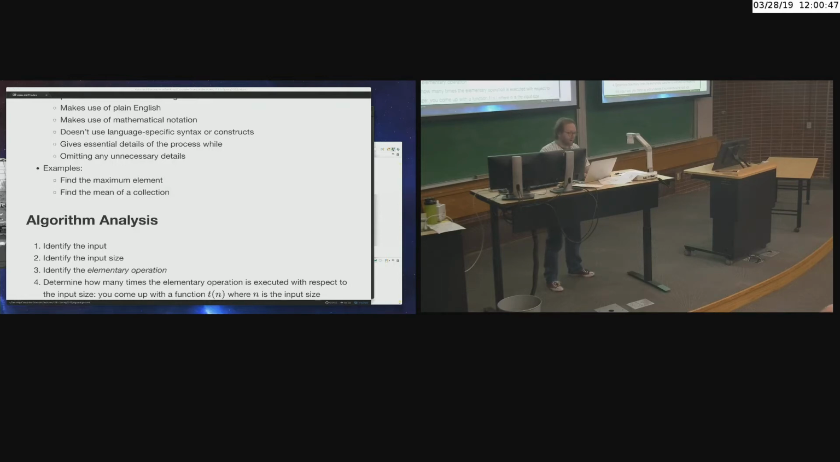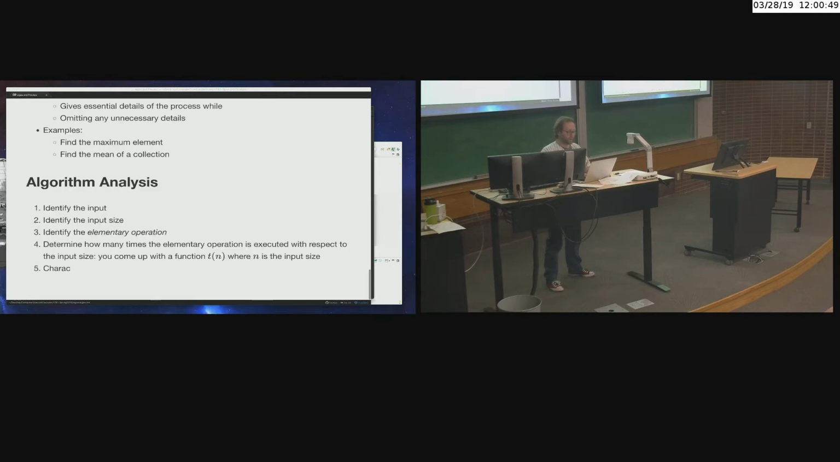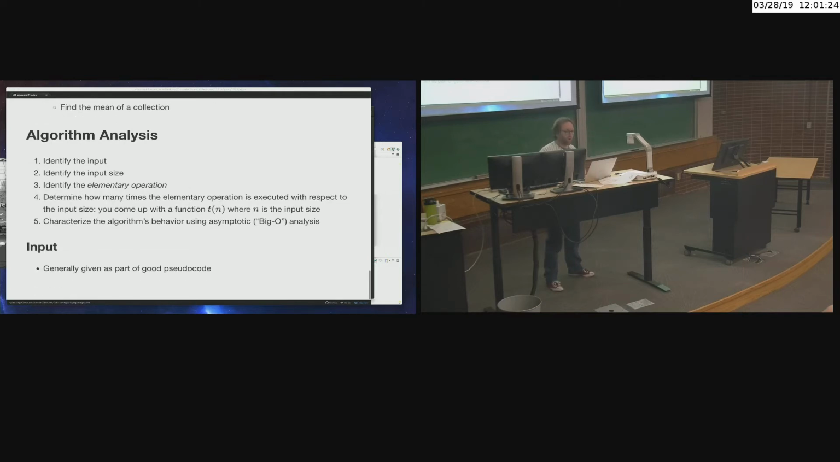And then step 5, as a final step, you can characterize the algorithm's behavior using asymptotic, that is, big O analysis. And that's what we'll eventually get to, probably next week. Instead, what I'm going to do in the last 15 minutes here is go one by one through each of these steps. We won't have time probably, but we will have time next week to go through an example of the first 4 steps. So step 1, identifying the input.